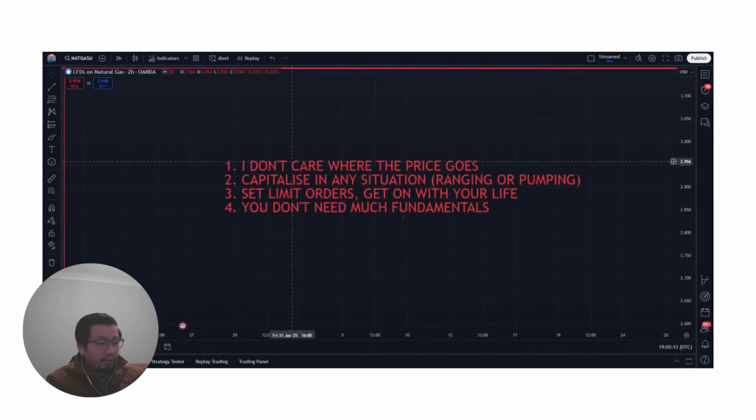I don't care where the price goes, right? Because with an upper limit and a lower limit, it will go to one of them. So I don't need to worry about whether today is going to be bullish or bearish. Second point, I can capitalize in any situation. It'll be best if it is ranging, just going back and forth to the wall. Even if it's pumping, you just go up to the level. I already set up limits at different levels.